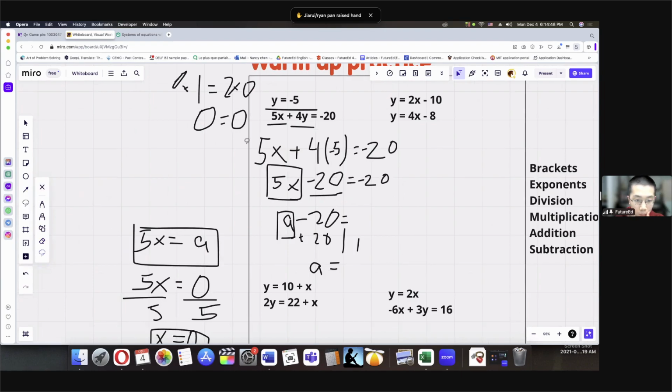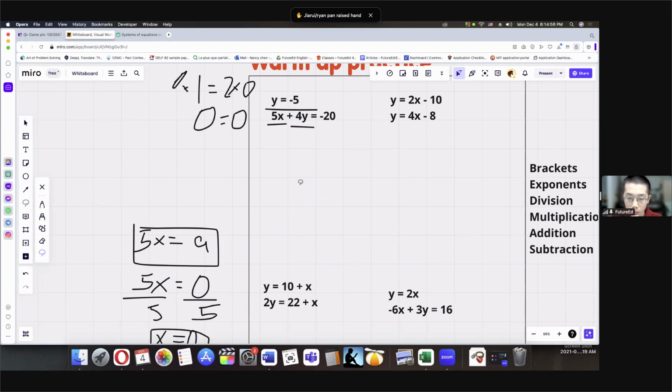So you just substitute y into the second equation. Wait, let me just change the pen color. It's 6:15.